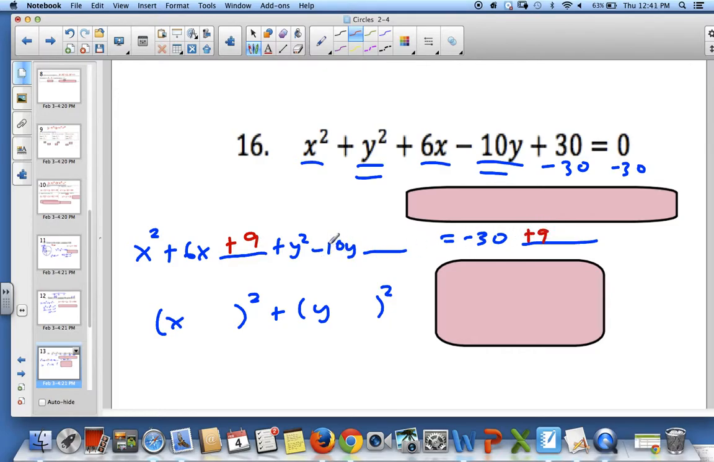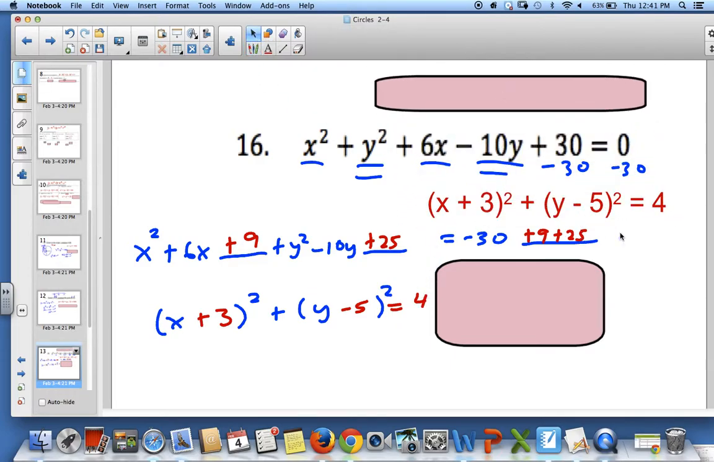And half of 10 is 5, so negative 5 squared is plus 25. And this goes plus 25. So now when I write this, half of this number goes here in my complete the square method, and half of this number goes here. Equals, and then negative 30 plus 9 plus 25 is 4. So the equation now becomes this right here.